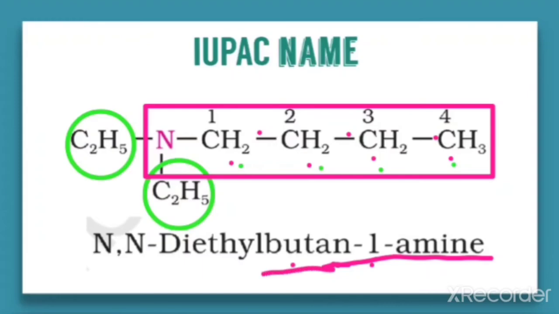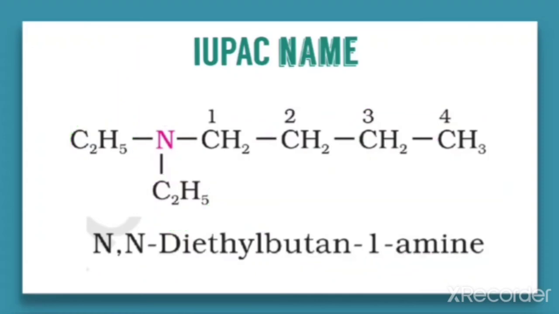Now how to name the substituent? Here the 2 substituents are there and both are the same substituent, that is ethyl group. And the position of this ethyl group is on the nitrogen. It is attached to nitrogen, therefore it is named as N,N-diethyl. Di word we are using because 2 similar substituents are there, therefore we have to use diethyl. So N,N-diethylbutanamine is the name of this one. Butanamine can also be named as butane-1-amine.